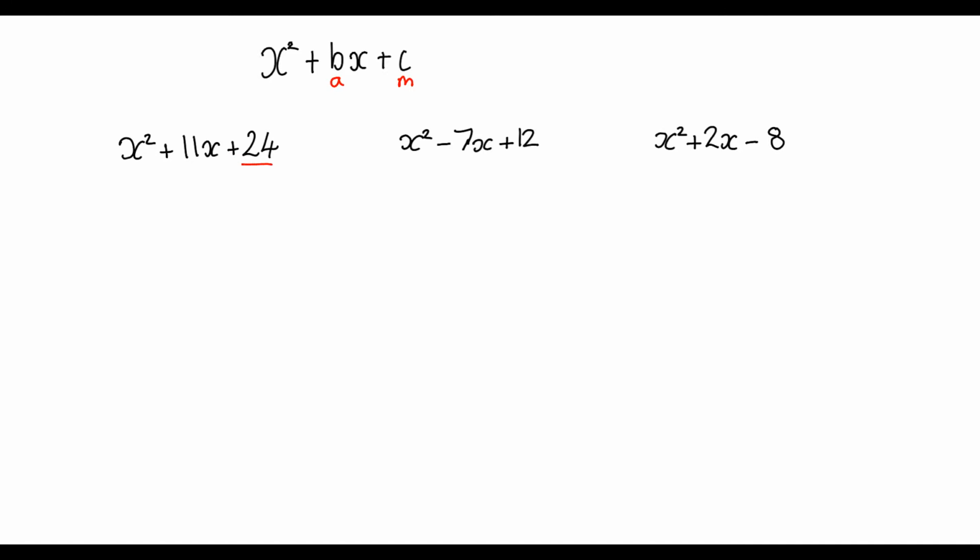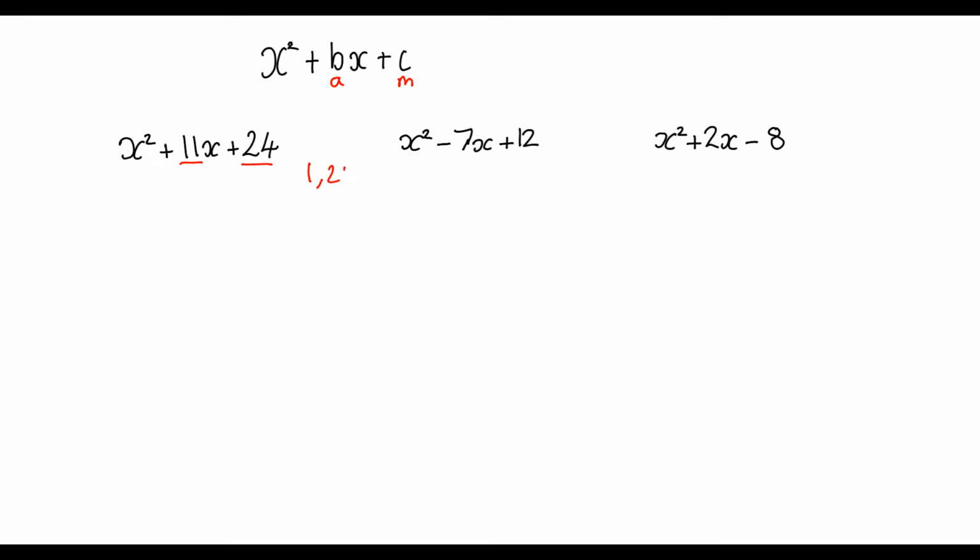I want two things that multiply together to give me 24, and when I add them together, give me 11. Well, if I multiply them together and I get positive 24, I know the signs are the same. If when I add them together I get a positive answer, I know they're both positive. So let's look at some combinations.